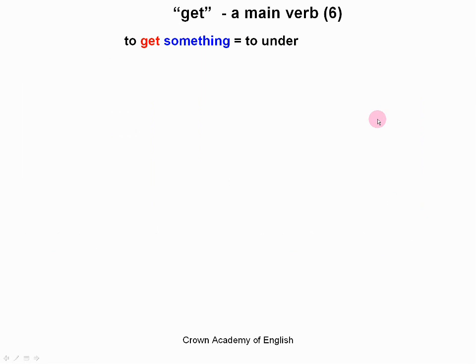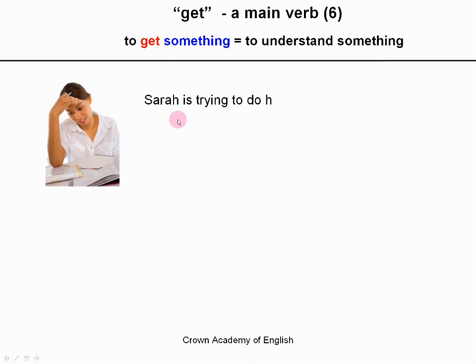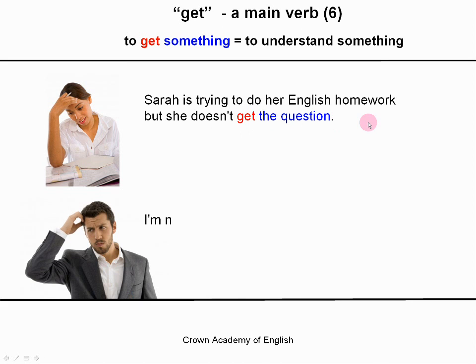Example 6. To get something, this can also mean to understand something. Sarah is trying to do her English homework, but she doesn't get the question. This means that she doesn't understand the question. I'm not laughing because I don't get the joke. I don't understand the joke. Okay?